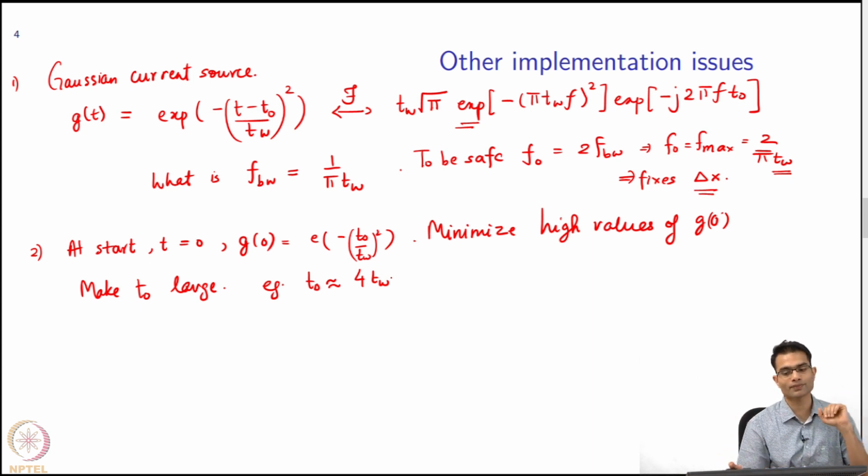But T naught, supposing I fix to 4 times TW, then this is e to the minus 16, which is a very low number. So, my simulation starts very gradually. I do not encounter very high frequency numbers or whatever. What is the price I am paying? There has to be a price by doing this.